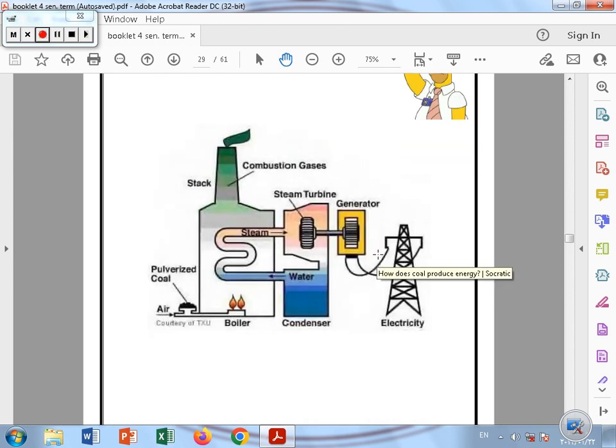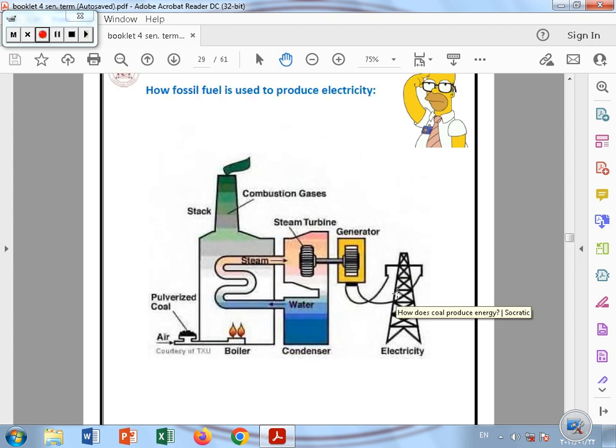Okay, let's see this again. Here a boiler and coal. We burn the coal. This produces heat energy. The heat energy heats the water, or gives thermal energy to the water. The steam moves, then gives kinetic energy to the turbines. The turbines give the kinetic energy to the generator, and the generator changes the kinetic energy into electricity, and this electricity goes to our home. Okay, is it clear?